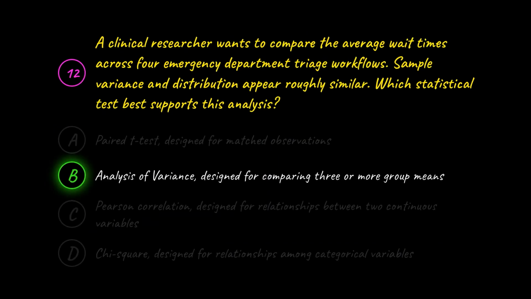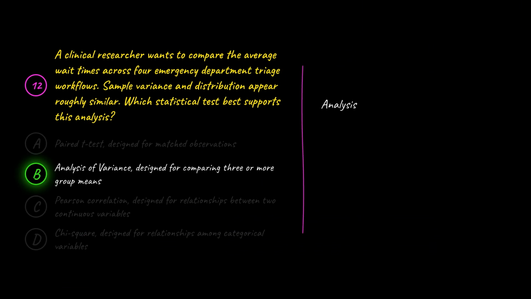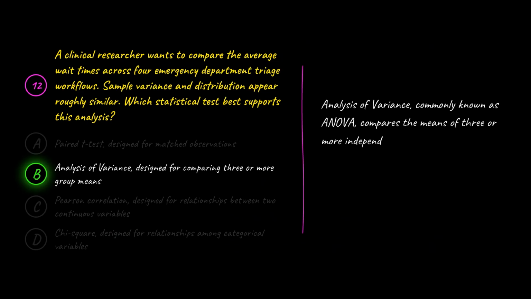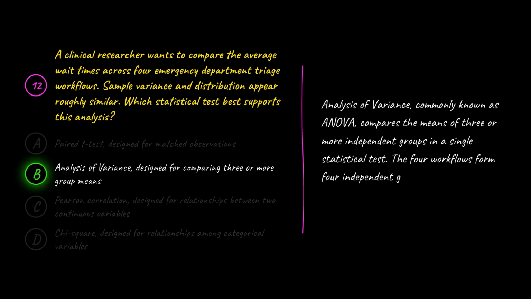The correct answer is B. Analysis of variance, designed for comparing 3 or more group means. B is correct because analysis of variance, commonly known as ANOVA, compares the means of 3 or more independent groups in a single statistical test. The 4 workflows form 4 independent groups with continuous wait time as the outcome. Roughly equal variance and normality satisfy the test assumptions.